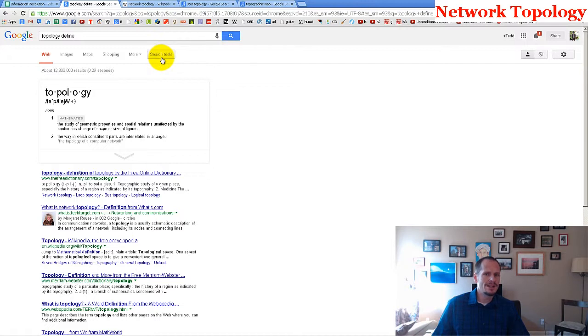All right, that's what topology is. We're starting to learn how we connect our devices. Now that we're starting to connect them, in what order do we arrange them? The order in which we arrange them would be the topology of the network. And star topology is the most common one.